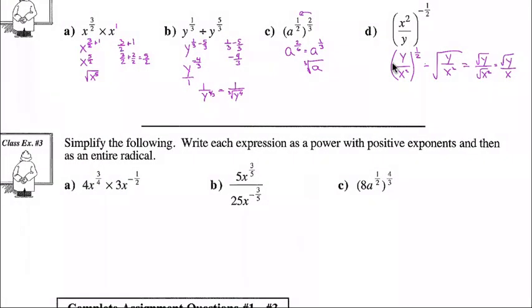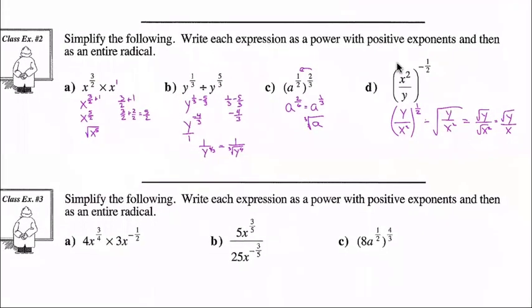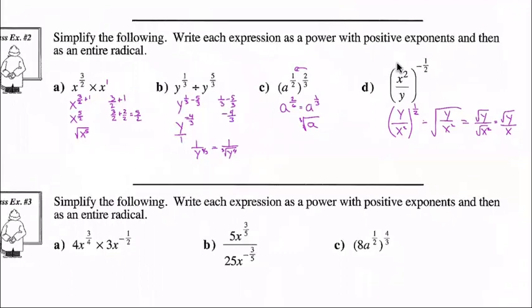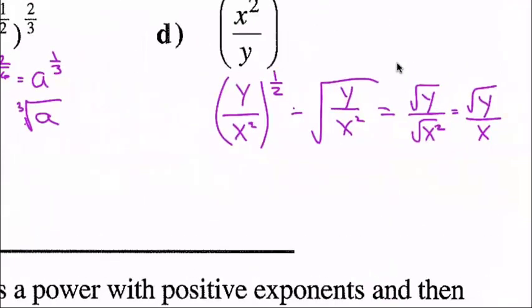Example 3. Simplify the following. Write each expression as a power with positive exponents and then as an entire radical. Does that say entire radical too? Well, it does say an entire radical. Well, as an entire radical, I probably should have stayed here.